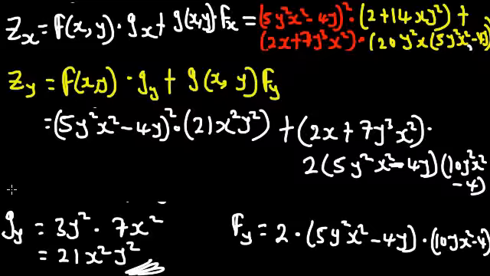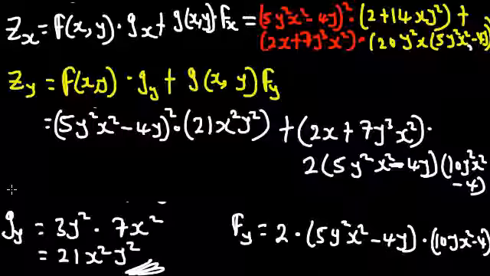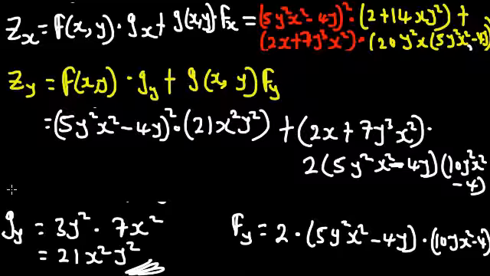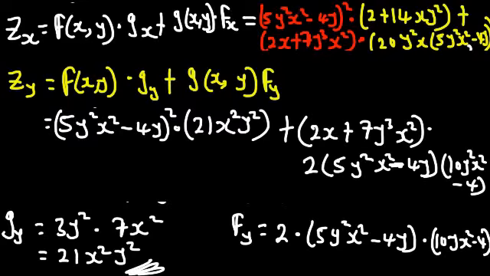So guys, this is how you can easily use the product rule of partial differentiation to differentiate partially a certain multivariate function that consists of the product of two other independent multivariate functions. So thanks for watching. See you in the next video.